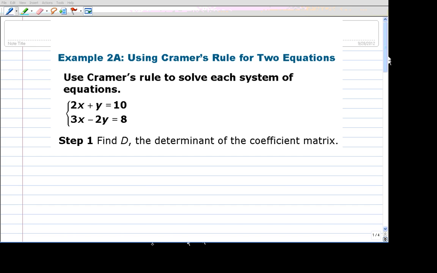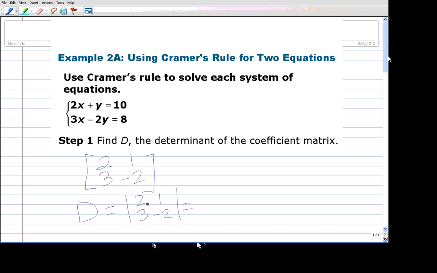So step 1 is to find D, the determinant of the coefficient matrix. Well, the coefficient matrix will be 2 and 3, because those are the coefficients in front of the x's, and then 1 and negative 2, which are the coefficients in front of the y values. So there's the coefficient matrix. We need to find the determinant of this. So D equals the determinant of 2, 3, 1, negative 2.